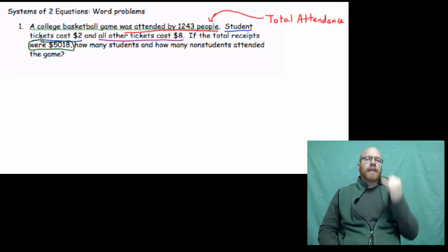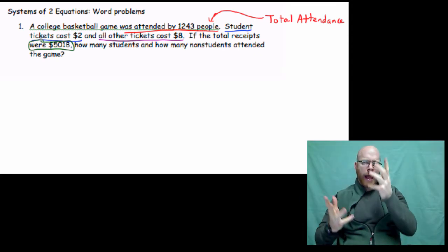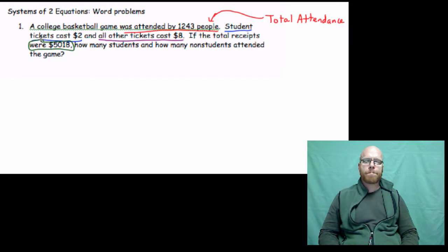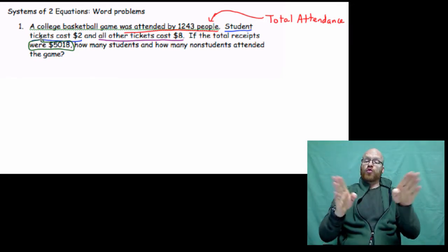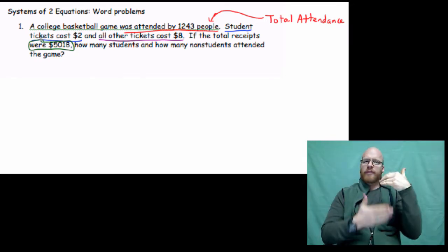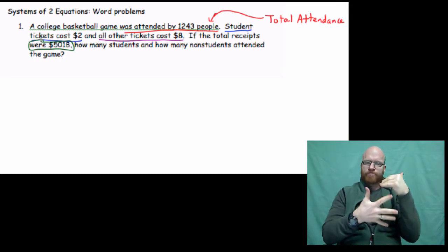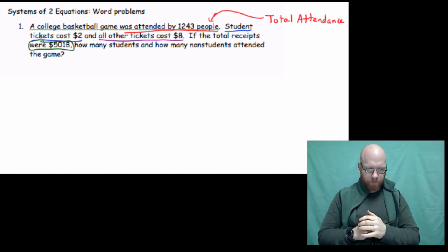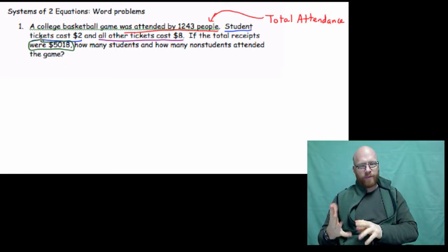Now we're going to figure out how many students we have and how many non-students came to the game. In general, in word problems, we'll use a five-step process to solve them. It helps us analyze what we need to do and how to do it. I'll be labeling them 1 through 5 as we go along.